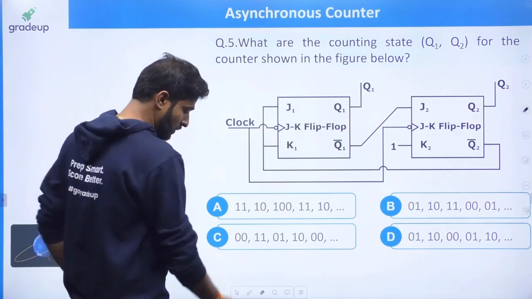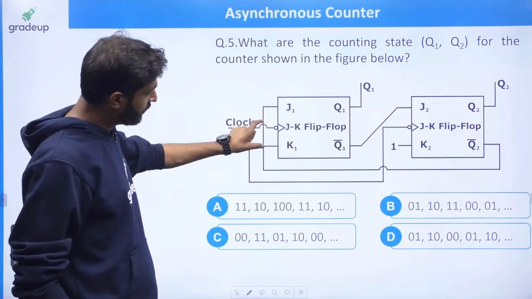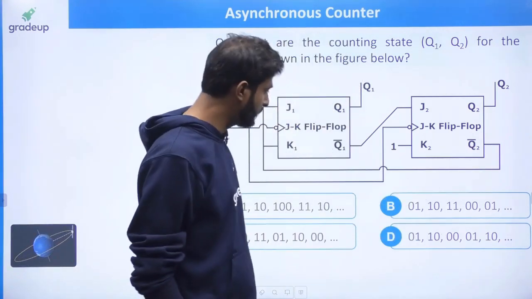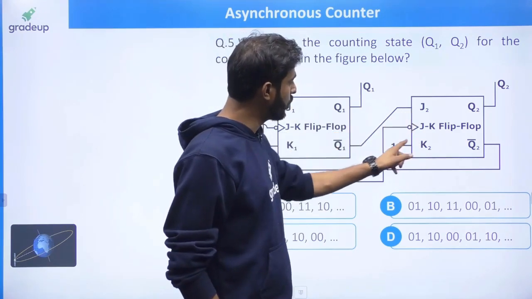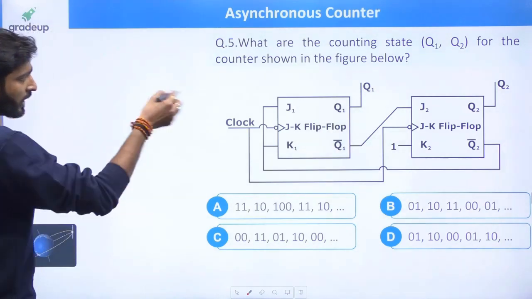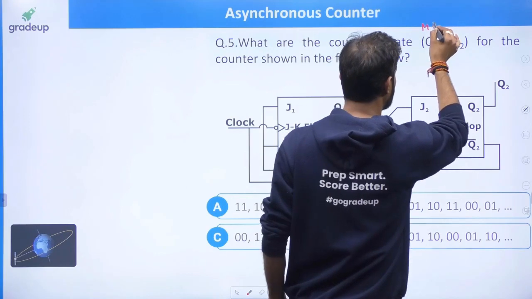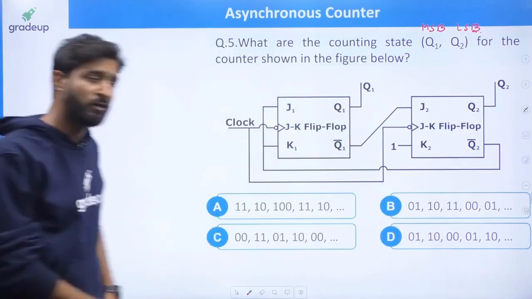Okay. If you want to solve this question, J1 and K1 are connected to Q2 bar, right? And J2 is connected to Q1 bar and K2 is always set to 1. Now, my dear friend, it is given Q1 first, after that Q2. So Q1 will become MSB and Q2 will become LSB, right? It is in this order.